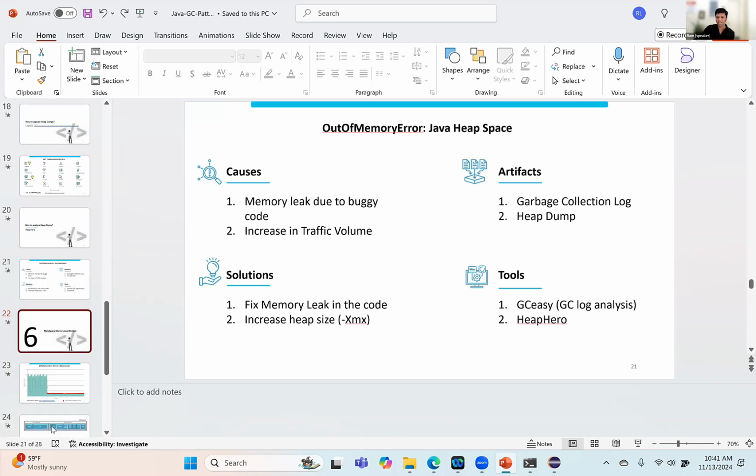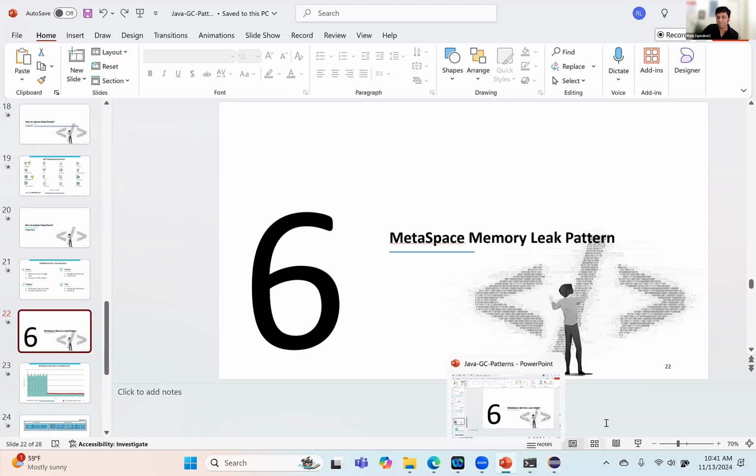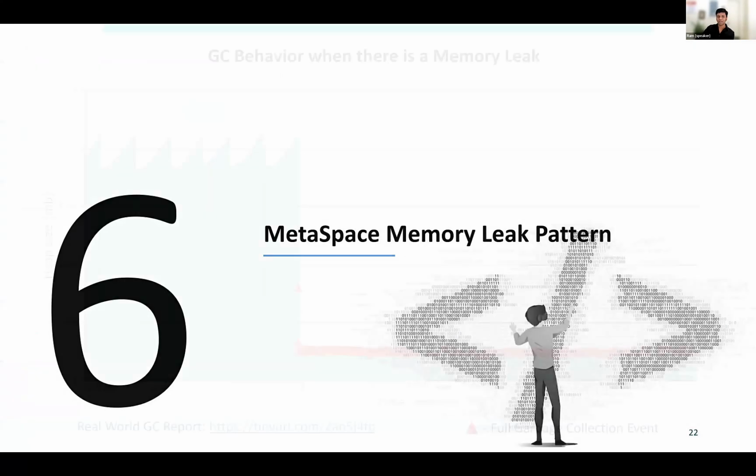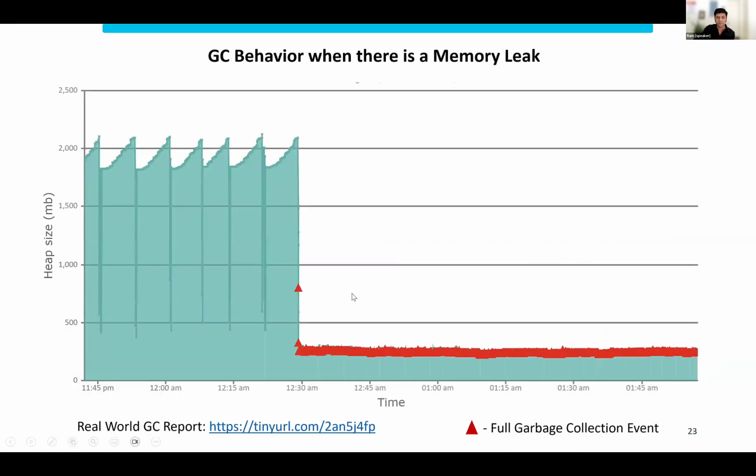Okay. Friends, now with this, I'm coming to the last pattern that I want to discuss. It's called the metaspace memory leak pattern. Let's look at this one. Look at this graph, this behavioral graph. Look what's happening. The memory is going up and then it's dropping, but after a point, you can see the full GC events are running here at the bottom.